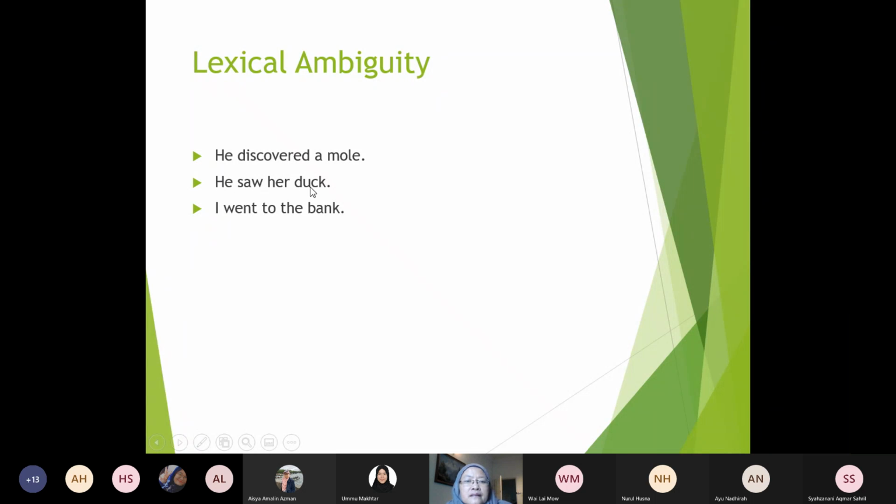He saw her duck. This is also ambiguous, between an animal and the verb. He saw her duck. That means he saw her going down, hiding from him. I went to the bank. This is very famous, either the river bank or the financial institution. So one word actually can cause ambiguity. All right.